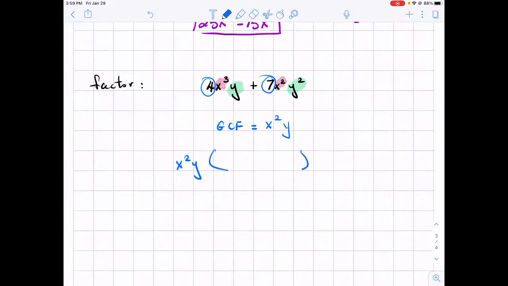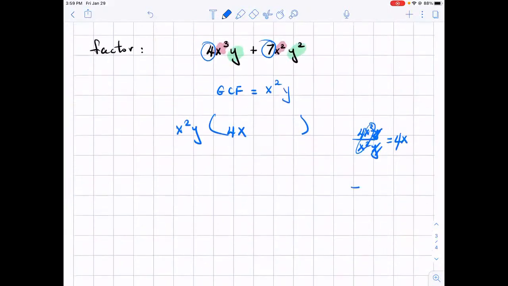Now what's left, we do the same thing, okay? In scrap work, what is 4x cubed y divided by x squared y? So the 4 is left, the x cubed and the x squared becomes x, and the y cancels out. So here we have 4x. And then we do the same thing, 7x squared y squared divided by x squared y. So here the x squared cancels out, leaving you with 7, and y squared divided by y leaves me with just y. So we have plus 7y.